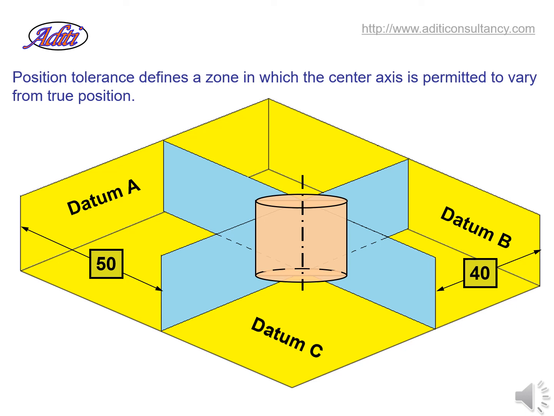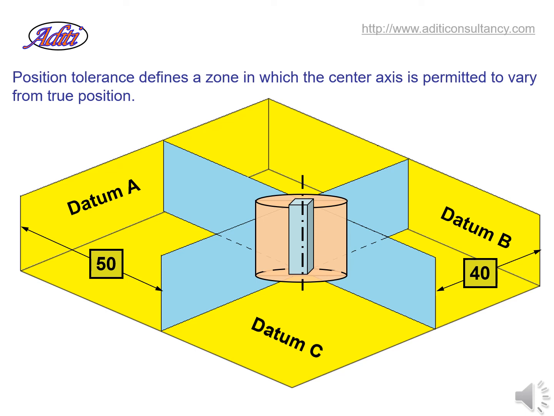But there will be variation in the actual position of this axis with respect to these two datums, datum A and datum B. If GD&T is not used, the applicable tolerance zone will be a square tolerance zone fixed with respect to these two coordinates.